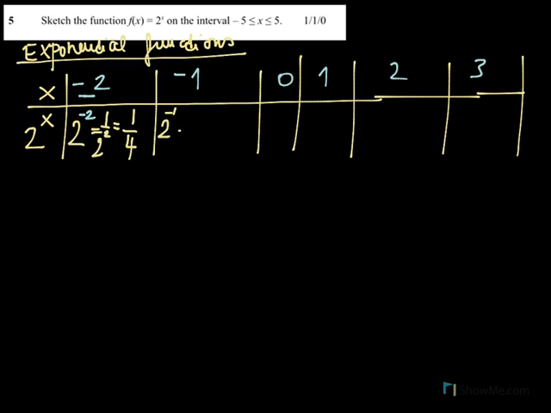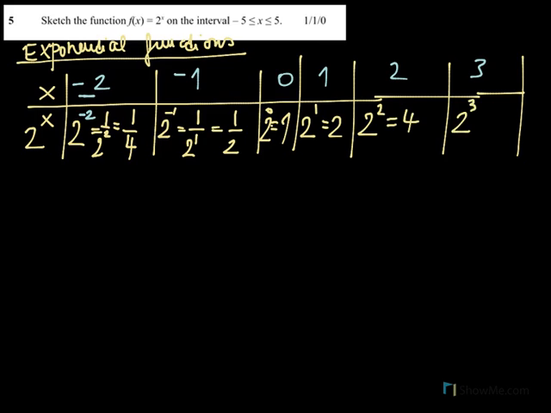2 to the power of negative 1, again a negative exponent, I think 1 over 2 to the power of 1, that's just 1/2. 2 to the power of 0, so anything to the power of 0 is just 1. 2 to the first power, that's just 2. 2 squared is 4. 2 cubed is 8, 2 times 2 times 2.